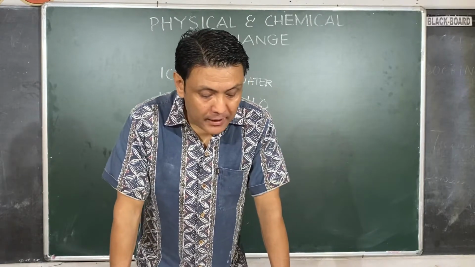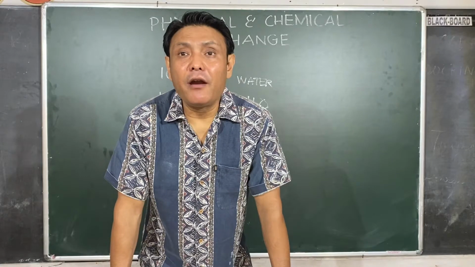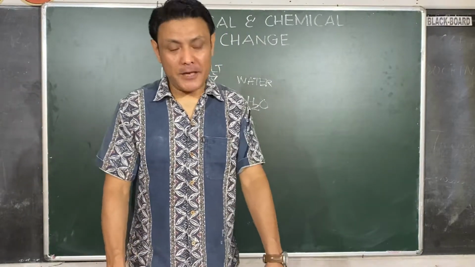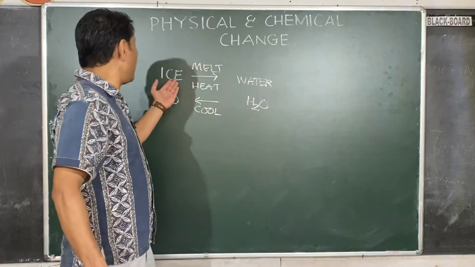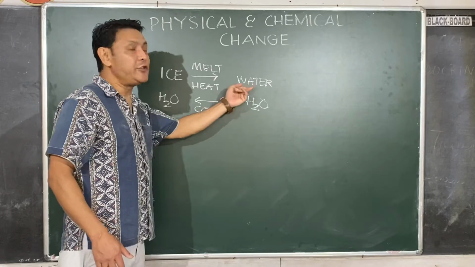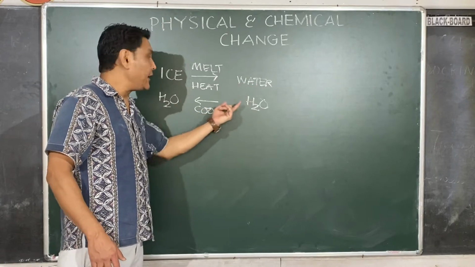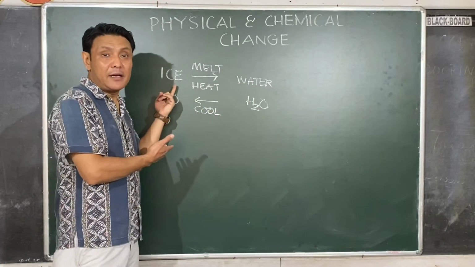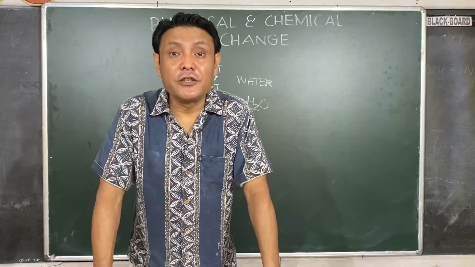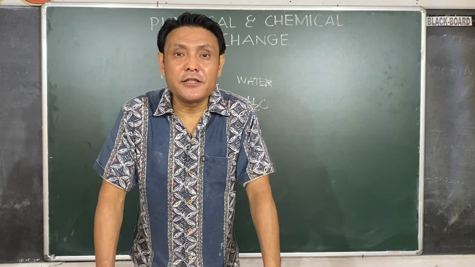Number two, the change is permanent and irreversible. You cannot reverse it back. Like in a physical change, when we heat ice, it changes into water. But when you cool it, it reverses back and we can get back the ice. This is not so in the case of chemical change. The change is irreversible and it is permanent.